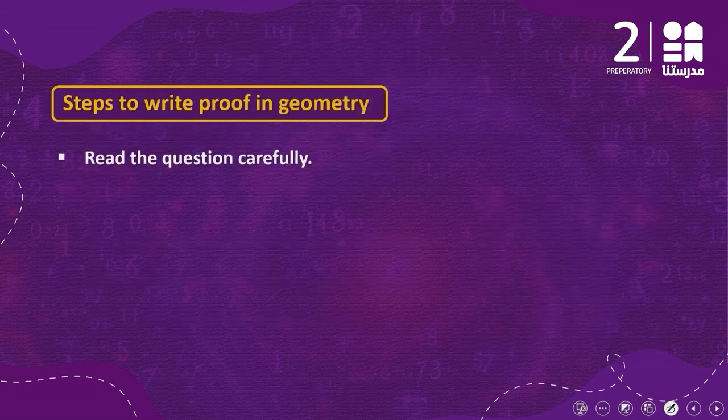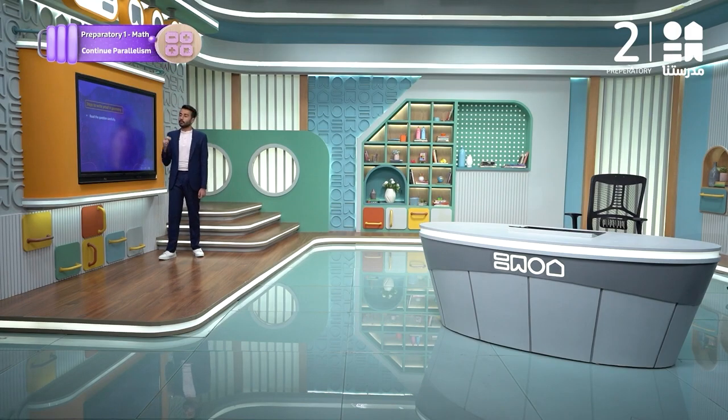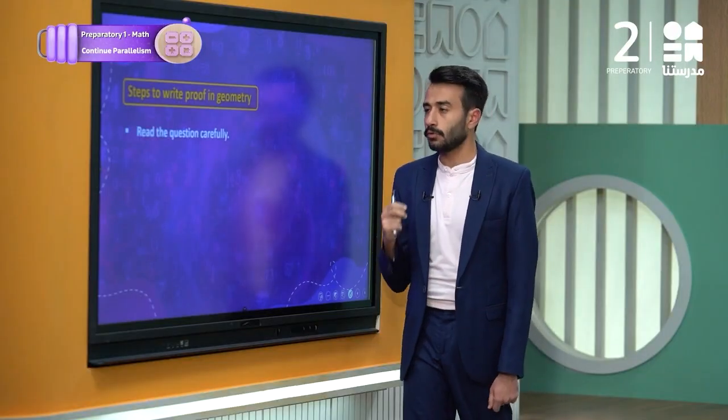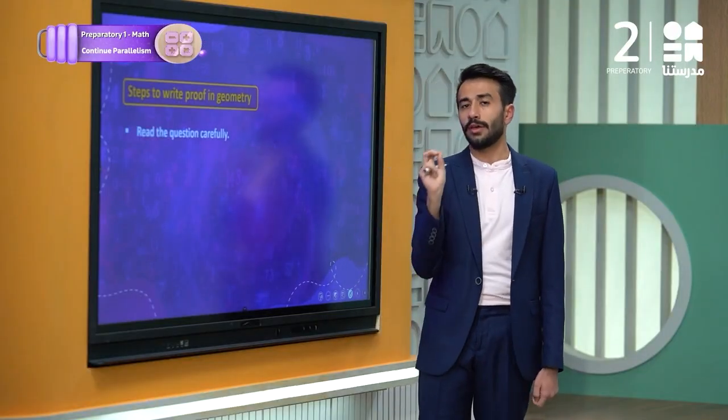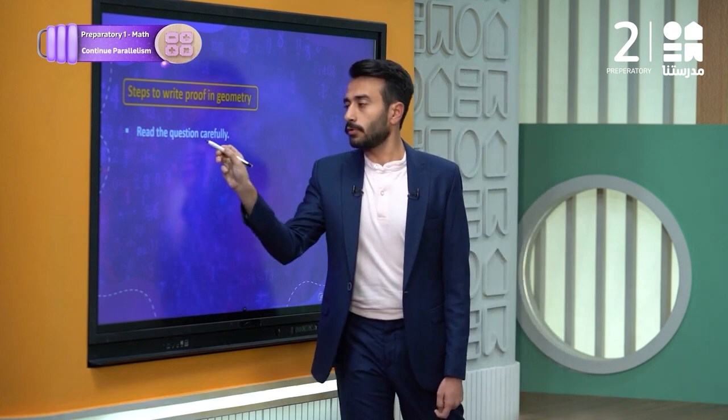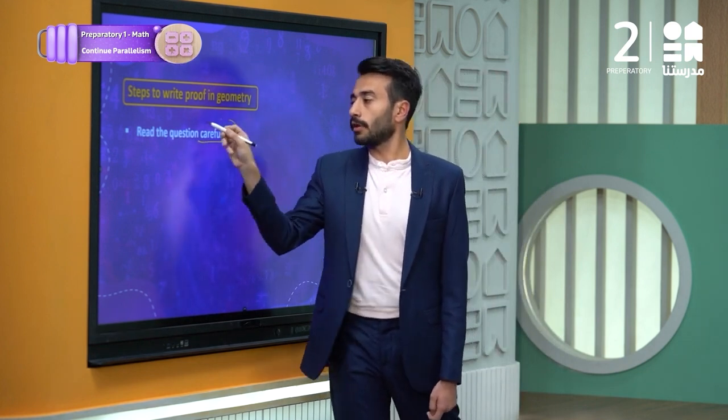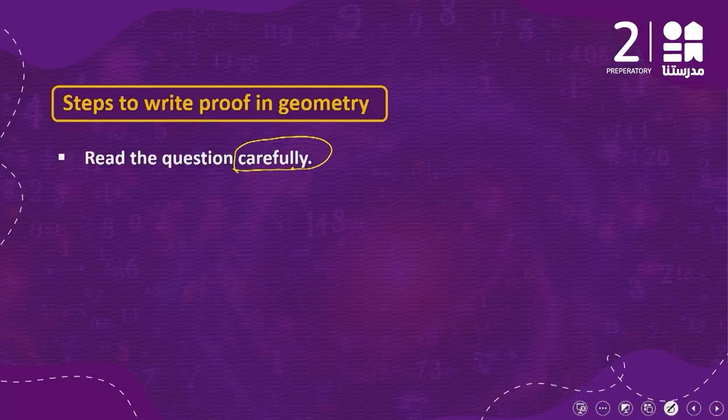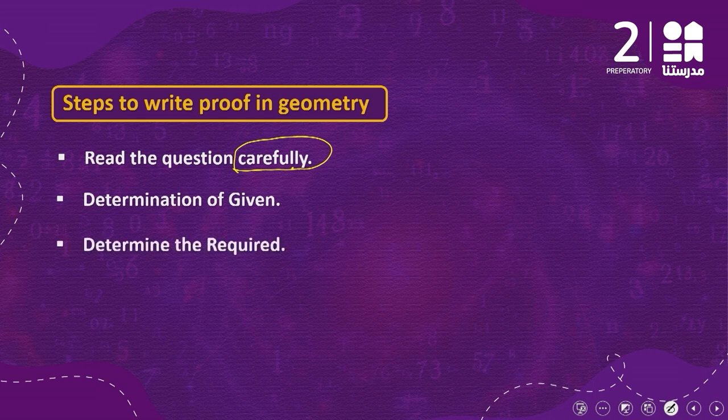Now let's go to the new idea, which is how to write a proof in geometry. First of all, you need to read the question carefully. Take care when you read a question, and when you see any important part, just put an underline or a circle around the important part. Second point is to determine the givens, what the question provides for you in the question. The third point is to determine the required. What does the question need from me?